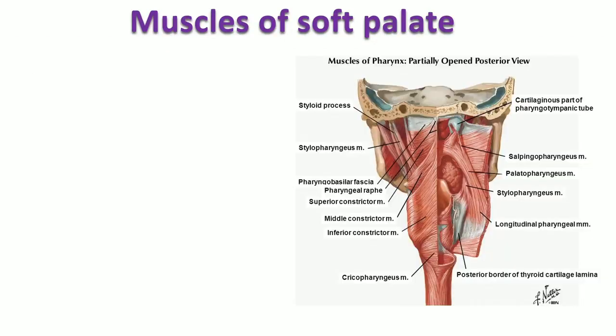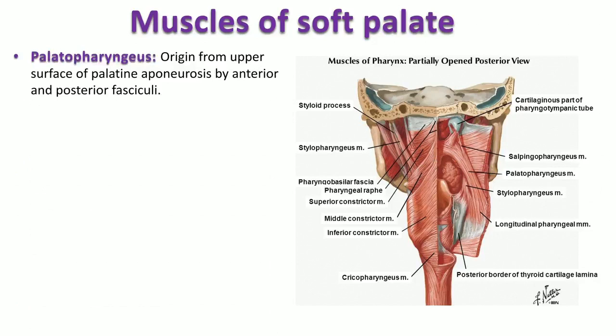So moving on to the next muscle which we are actually going to discuss is the Palatopharyngeus muscle. It originates from the Palatine Aponeurosis as two fasciculi, anterior fasciculi and posterior fasciculi. Fasciculus means a bundle of muscle fibers. In between the two fasciculi, what you see is the Levator Veli Palatini muscle.